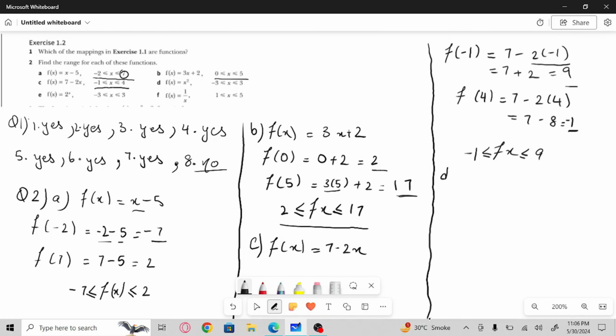On to 2D. So we are given the function f(x) is equal to x squared. Again, another soft reminder that you can also write it in this form, f(x) is mapped to x squared, and these two forms are actually the same, telling the same thing. And we are given the range of values for x from -3 to 3.